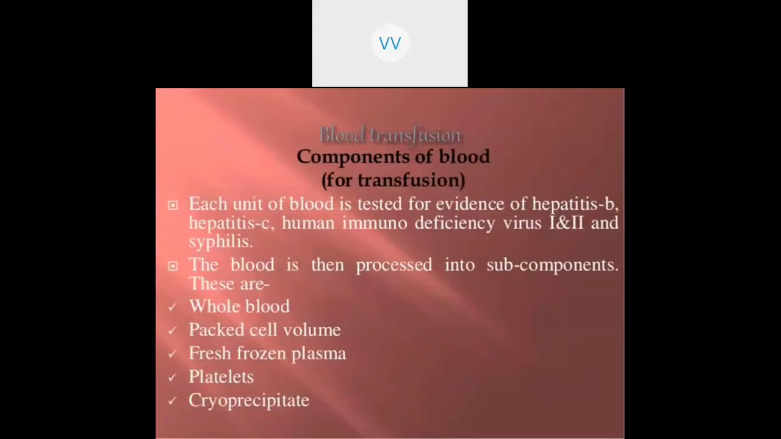See the components. There are a total of 5 components. First, each unit of blood is tested for evidence of hepatitis B, C, HIV, syphilis, malaria, and one more thing, STD, sexually transmitted disease. These are all the tests that have to be done after receiving the blood from the donor and before administration of the blood to the recipient.